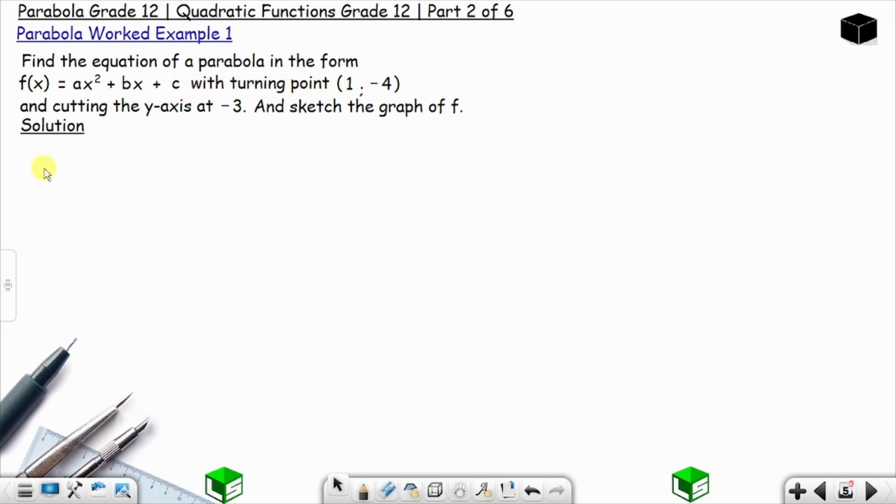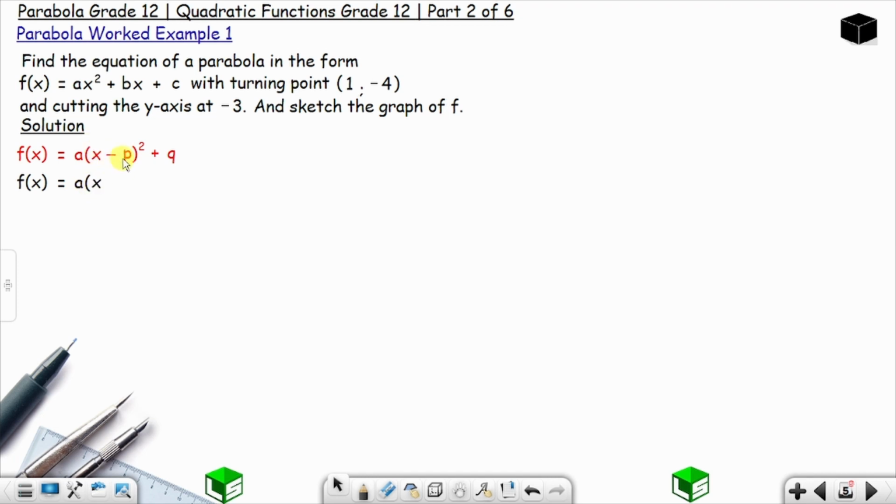So you can start with this form because this is the vertex form, right? You know your turning point. You can plug it in there because you are given the turning point. So you can start with this form and then you are going to get this form. So f(x) is equal to a, you have x.